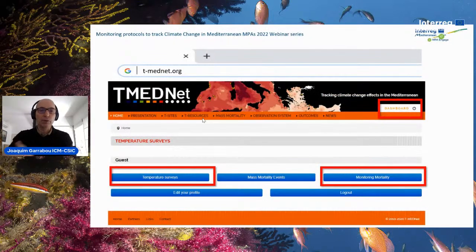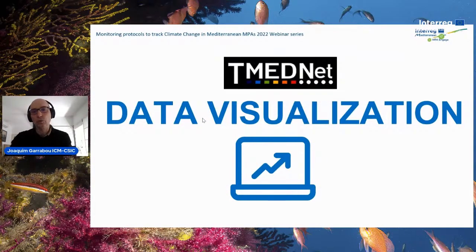And you will have access, for instance, here to a dashboard where you will be selecting to which protocol you want to provide information, and then you will be able to upload the data through this. There are video tutorials to explain how to do this.